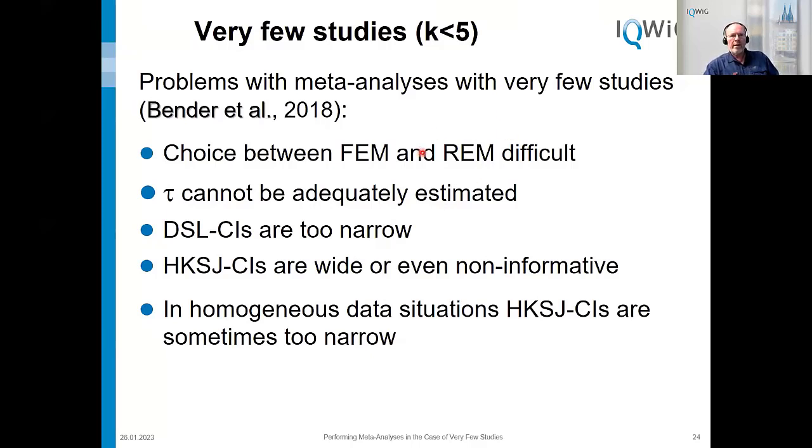The problem in this situation is that the confidence intervals of DerSimonian and Laird are too narrow and do not hold the type 1 error. The confidence intervals of Hartung-Knapp-Sidik-Jonkman are a method which you want to use if you think that the random effects model would be the right model. These confidence intervals are very wide or even non-informative, and you have to deal with the additional problem of Hartung-Knapp-Sidik-Jonkman that in homogeneous data situations, the confidence intervals are sometimes too narrow.